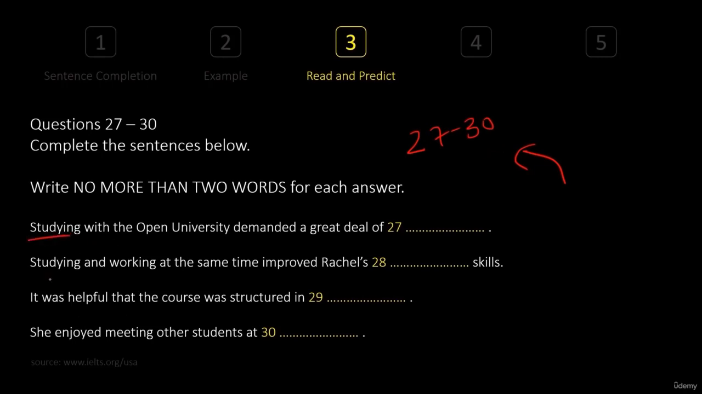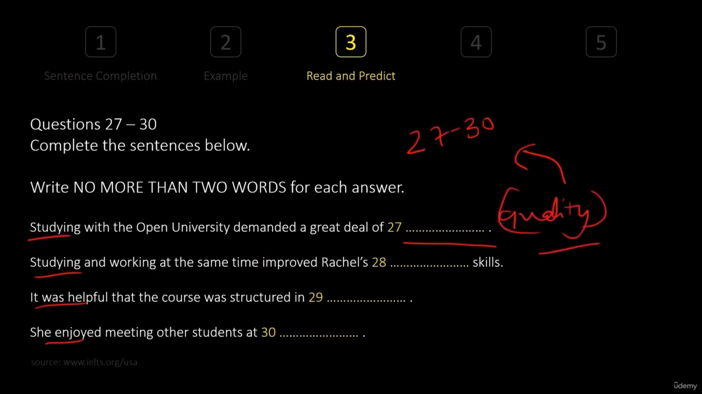We have here question 3 and 4. I want you to read all of them, right? And go through the blank as well. What could be an answer for this blank? Let's read together. Studying with the Open University demanded a great deal of what? Hard work or some kind of quality for sure. So in the question paper, write in bracket, or this will be a quality.